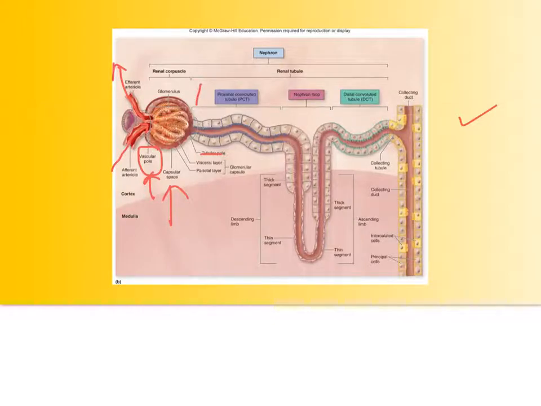Now the glomerulus is covered with this capsule. So the capsule, let's make it blue. The capsule covers the glomerulus, and there's space where the urine's going to get collected.